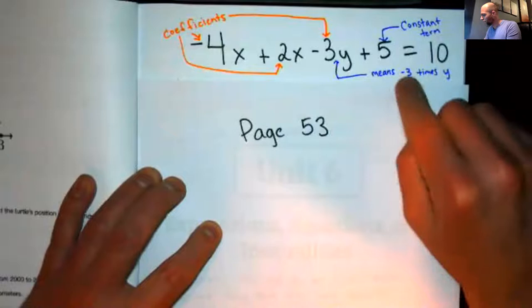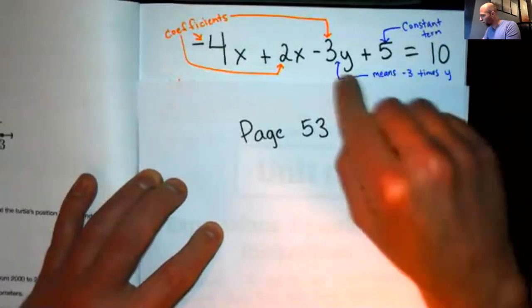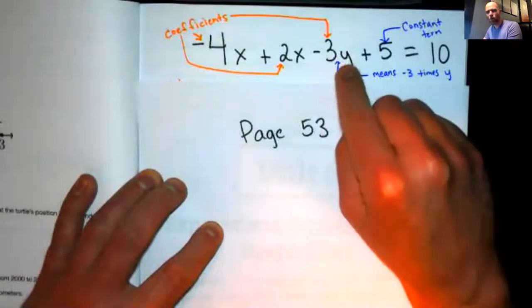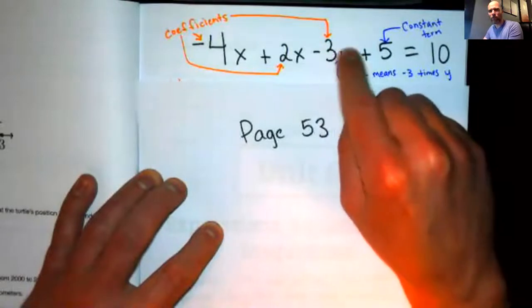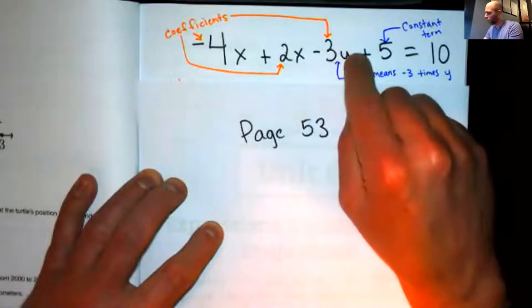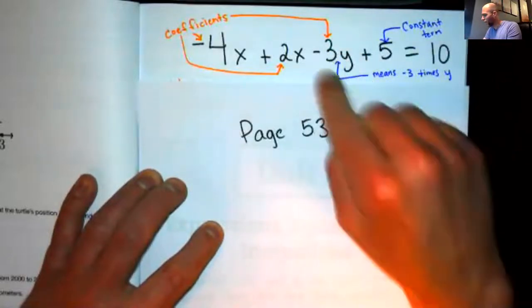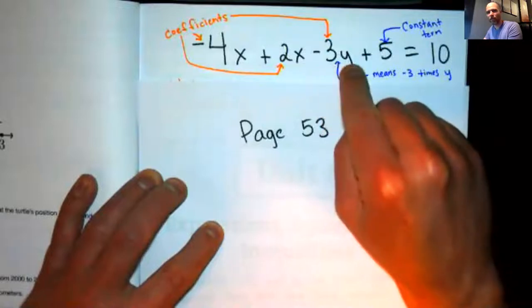And then the last little note I wanted to make here, I pointed this arrow right between the 3 and the y to point out the fact that there's no operation between the 3 and the y, right? It's just 3 and y, or negative 3 and y, really, I should say. When you write a number right next to a letter like that, that means to multiply them. So this should be read as negative 3 times y.